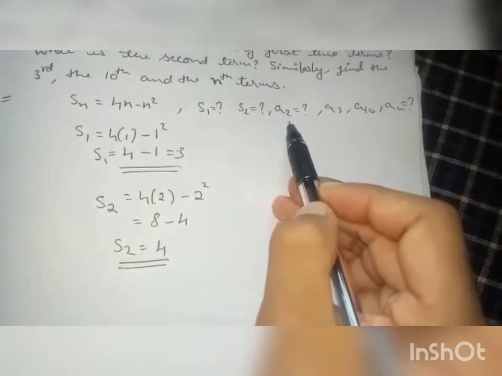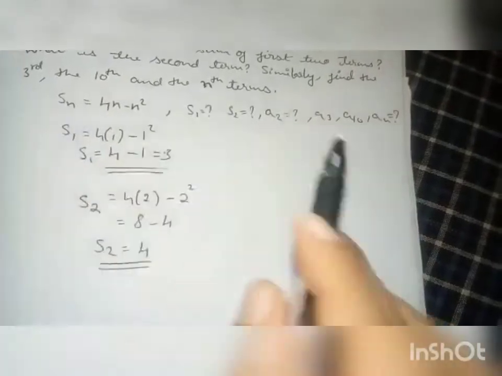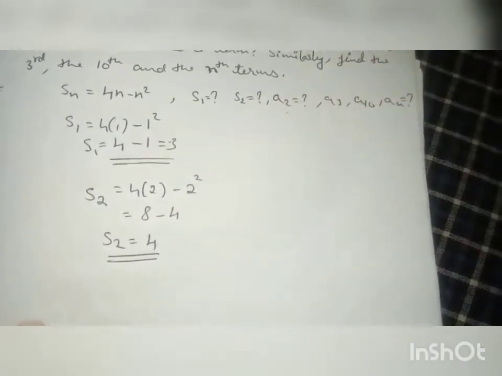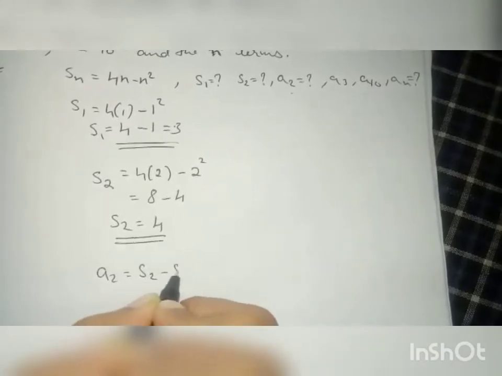Then what you have to find? A2 you have to find. So how will you find A2? They have not given any A1, An terms. They have given only Sn. So S1 and S2 we found. How will you find A2? For this, A2 can be found: A2 is equals to S2 minus S1.